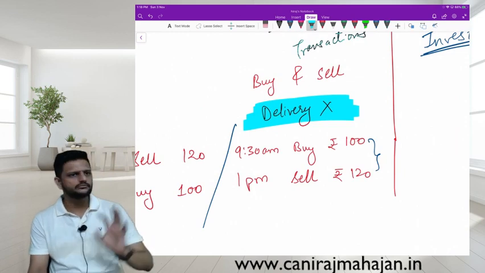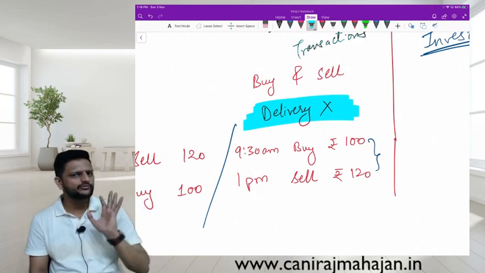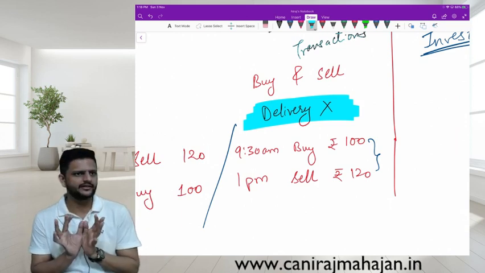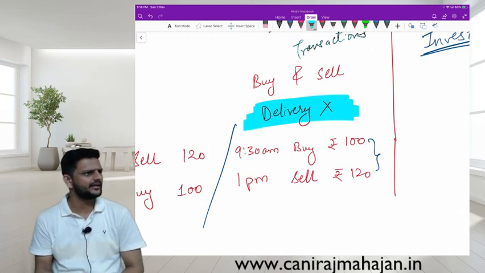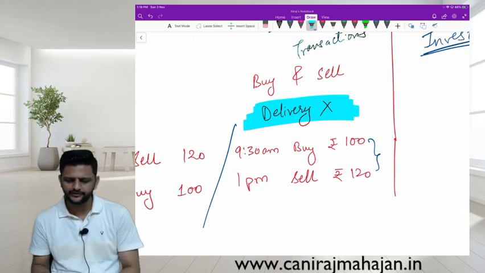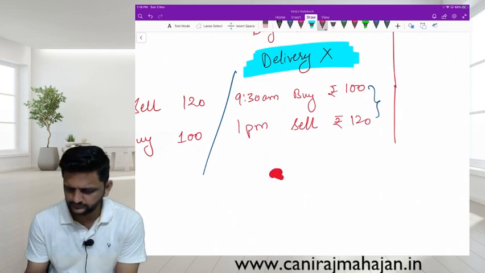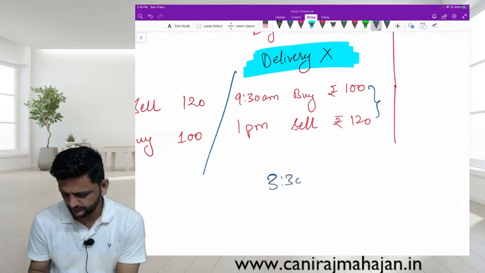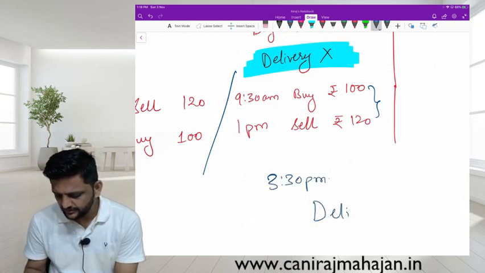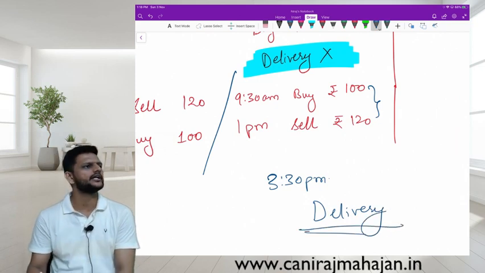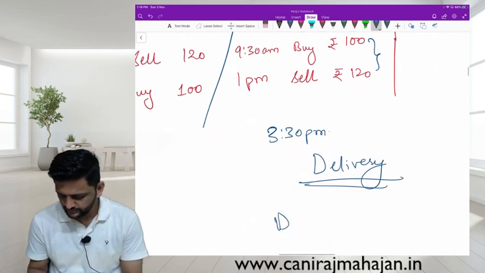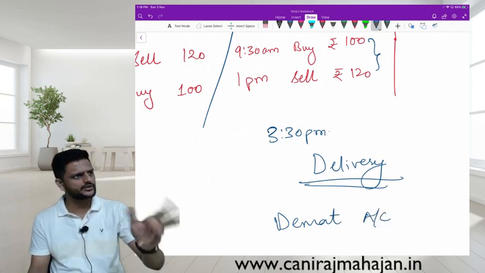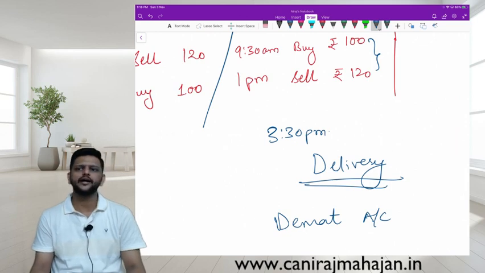The market is open from 9 to 3:30. At the end of the day, it is either a purchase or a sell, but during the day, it is both. Everything is allowed. You can do n number of buy and sell transactions without delivery. Pay attention. At 3:30 p.m., when the market closes, after this, there is a delivery of shares in which account? During the entire day, whatever transaction you do is not reflected in the demat account.